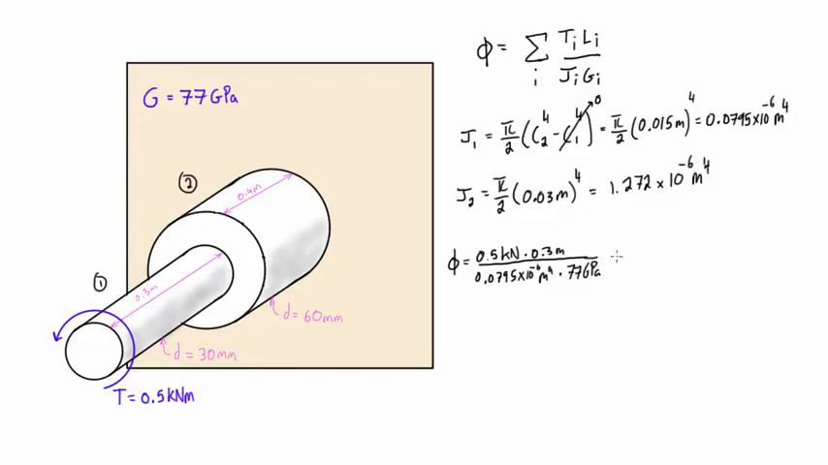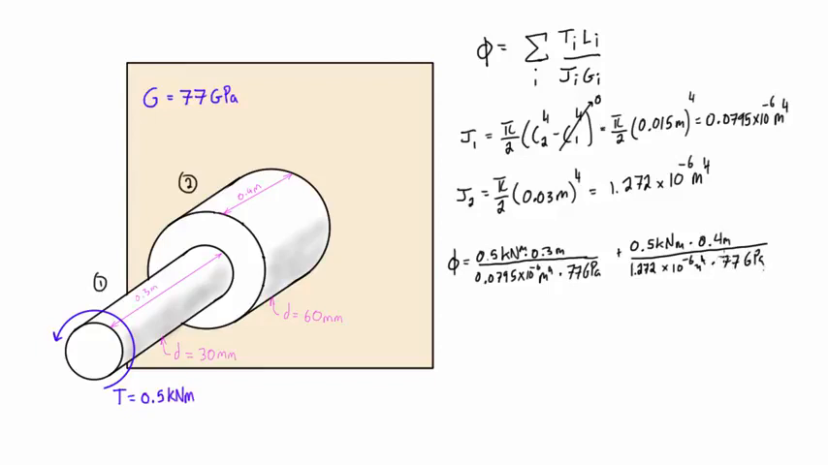Alright, cool. Now we'll add in section 2. In section 2 we still have the same internal torque. We have 0.5, that was kilonewton meters, my bad, kilonewton meters times the length here, which is 0.4 meters. And we'll throw this all over JG for section 2, so we get 1.272 times 10 to the minus 6 meters to the power of 4 times 77 gigapascals.